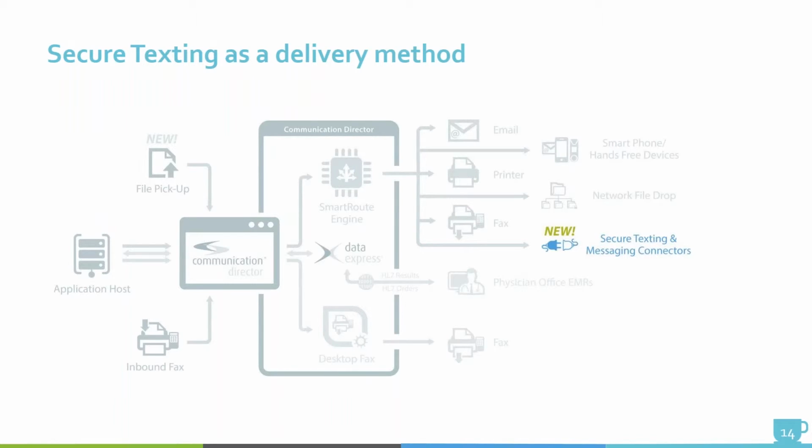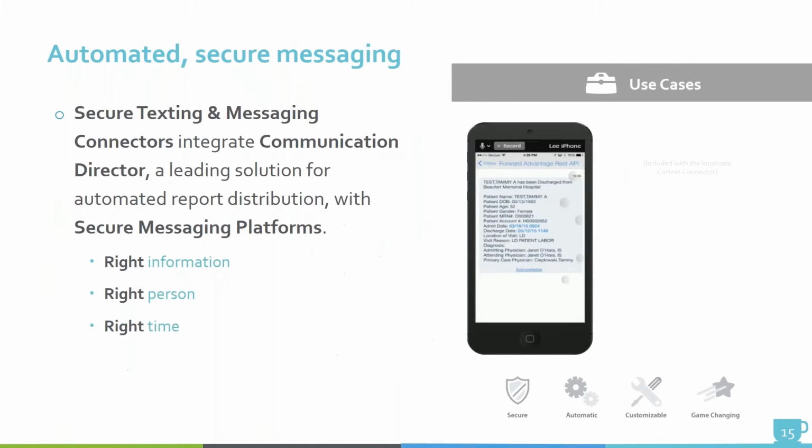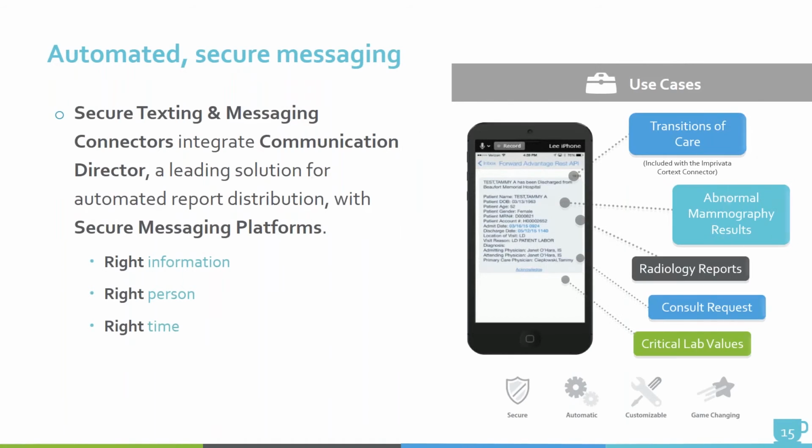From the delivery point of view, we have a new, exciting, secure texting and messaging connector. As we have mentioned, Communication Director SmartRoute technology is used to extract key information from hospital MR reports and intelligently determine if, how, and when the report should be delivered. Now, via integration with Imprivata Cortex, Communication Director can send automatic, secure messages to a provider's preferred device.